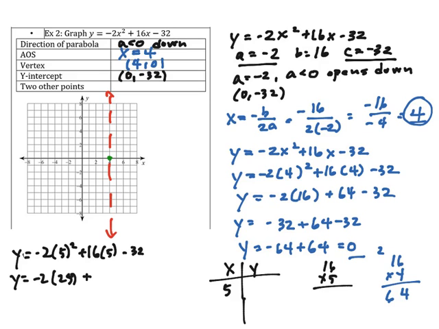16 times 5 is 80. Then 80 minus 32. And then y equals negative 50 minus 32 plus 80, which equals negative 82 plus 80, which is negative 2. Oh, actually it's negative 2. So we have 5, negative 2 for the other point.